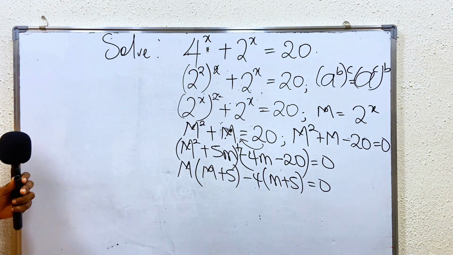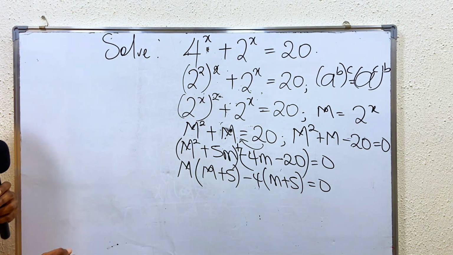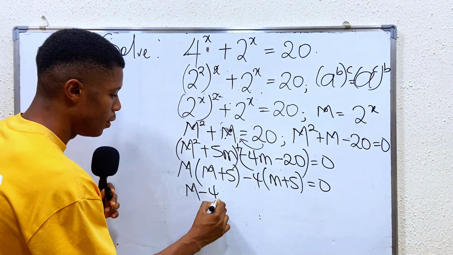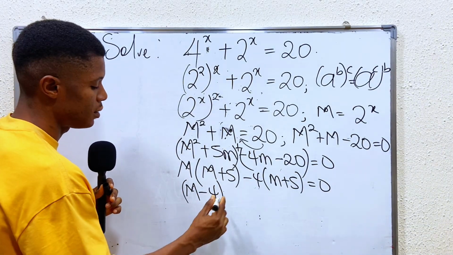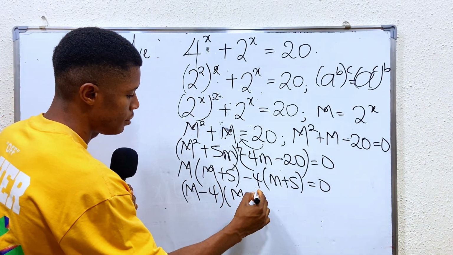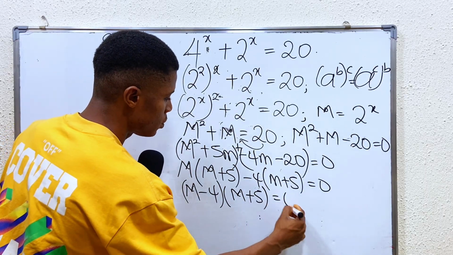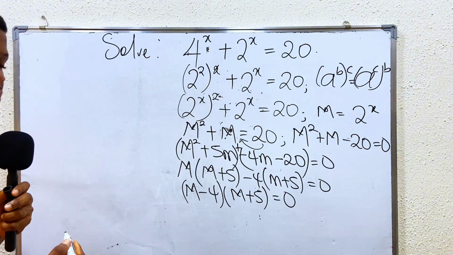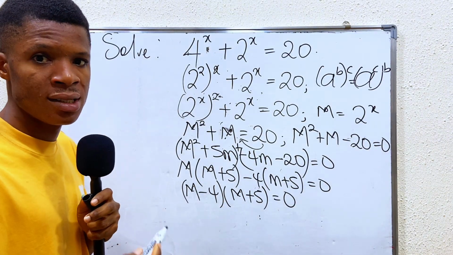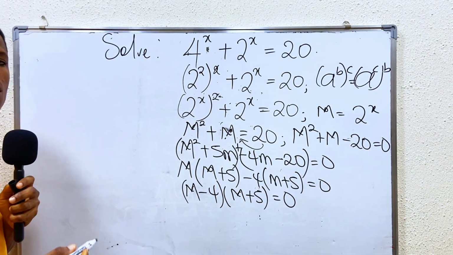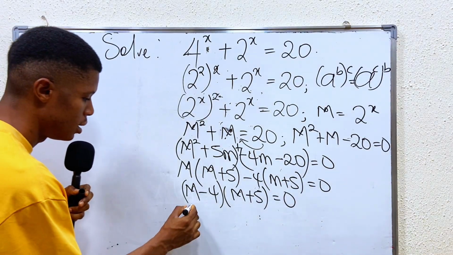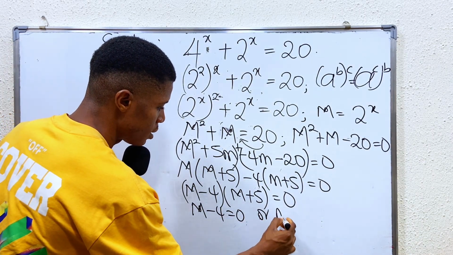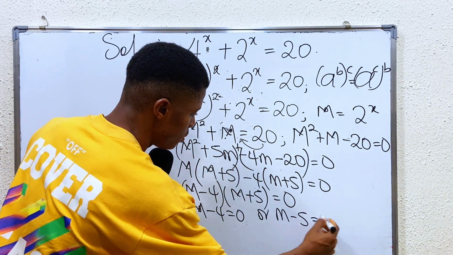Okay? So here you have it as what? m minus 4. These two brackets are the same. You pick one. m plus 5 is equals to 0. And in quadratics, you know that when two things multiply to give 0, one of them is actually 0 or both are zeros. So we are going to equate each term to 0. That means m minus 4 is equals to 0, or we say that m plus 5 is equals to 0.